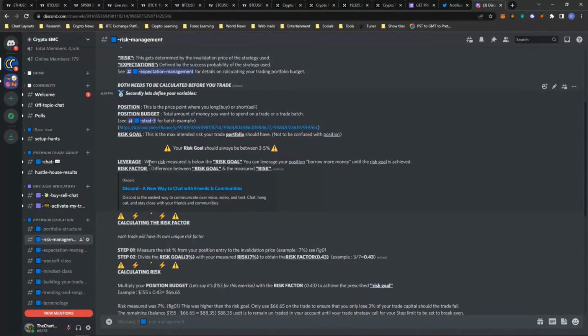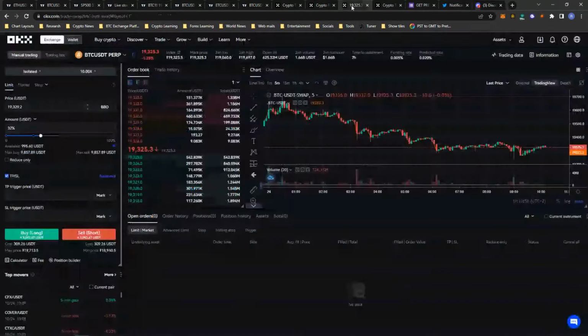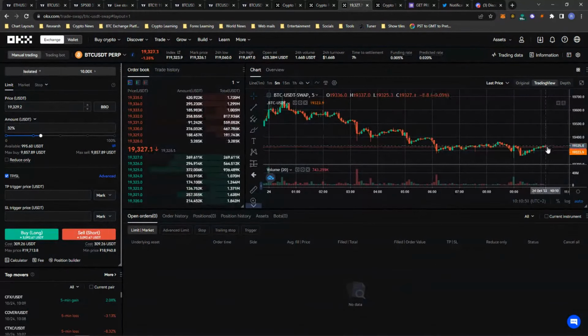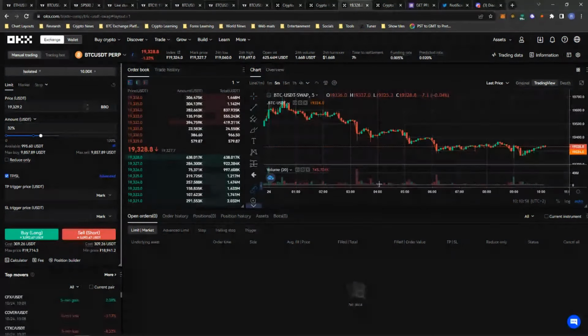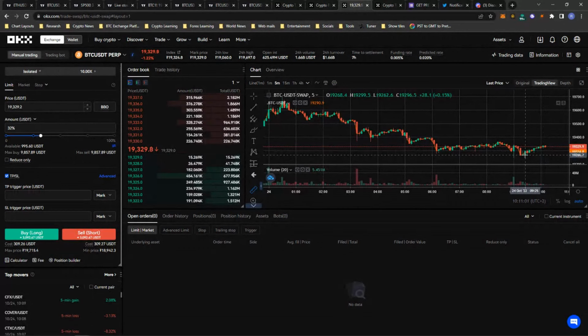Now, leverage: if the risk measured is below your risk goal, you can leverage your position or borrow more money. What does that mean? If I take where I'm going to enter and flip over to the TradingView section, I'm just going to use the measure tool. My invalidation level is going to be at 19,000 for argument's sake. If that is the amount of risk, 0.3%, this means if I want to lose 3% and I've got 0.3% of risk, I can 10x to get to 3%. So if I were to take this trade up to that level, I can use 10x.